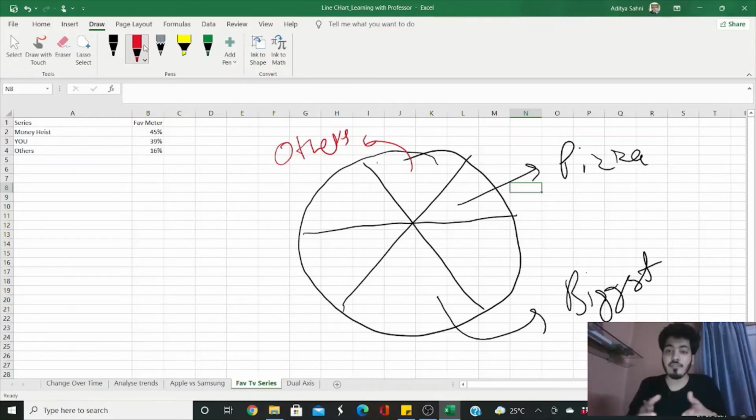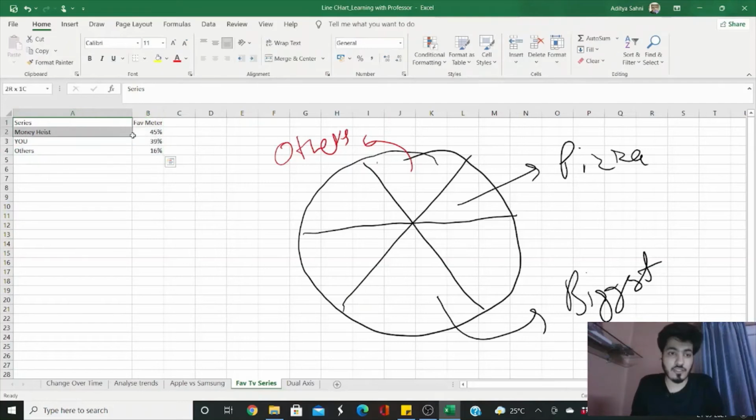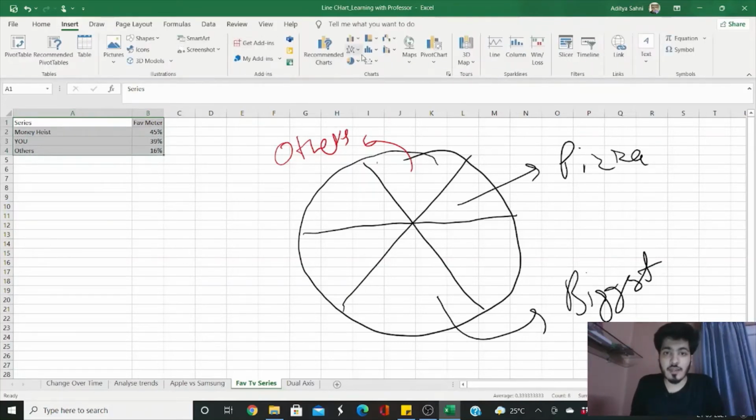So at that time, between the pie chart and the bar chart, there's a fair draw. We can use both charts, but some prefer the pie chart and some prefer the bar chart. Suppose we have different TV series and a favorite meter, representing it in percentage. In this case, the best suitable option is to draw it in a pie chart.